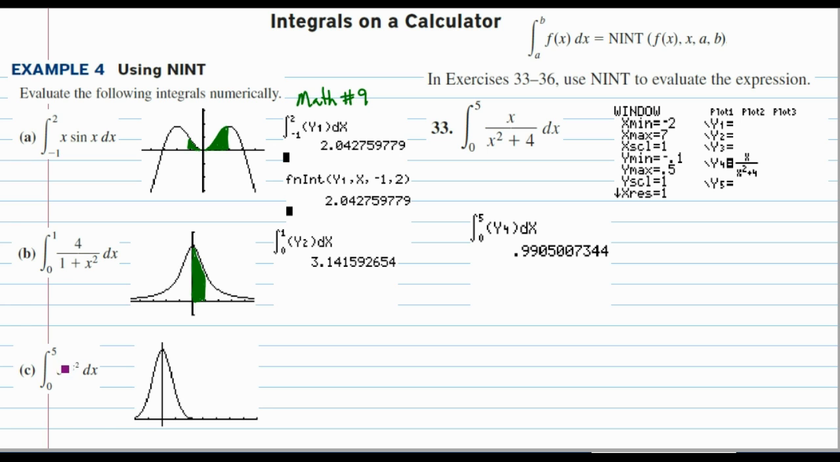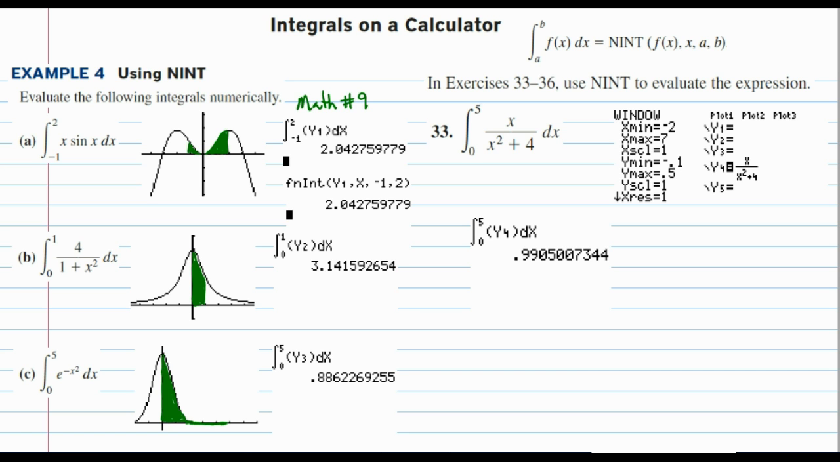Anyway, part C, the antiderivative from 0 to 5 of e to the negative x squared. So we're looking from 0 to 5, and it's going to get really, really thin out here, but it's still looking from 0 to 5 of e to the negative x squared dx, and that I get as 0.8862. Well, you get the idea. So now try problem number 33.